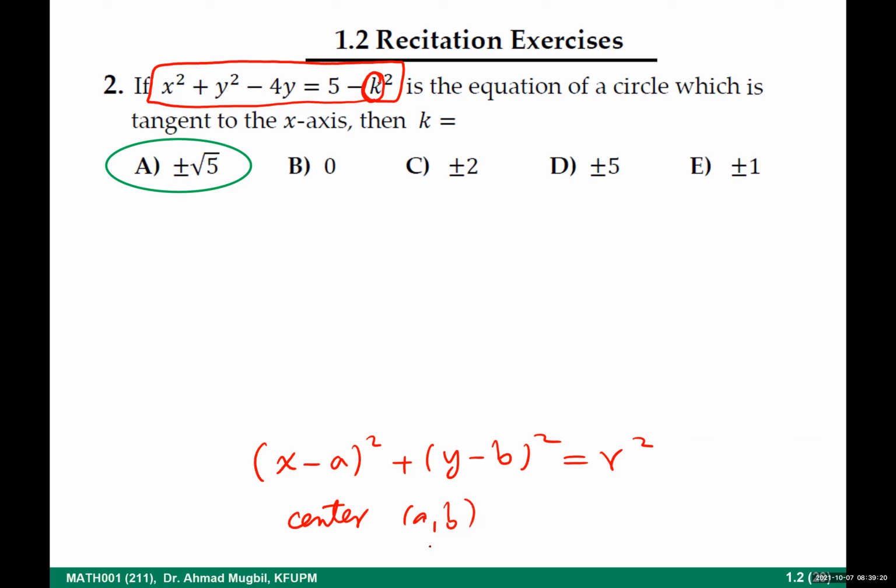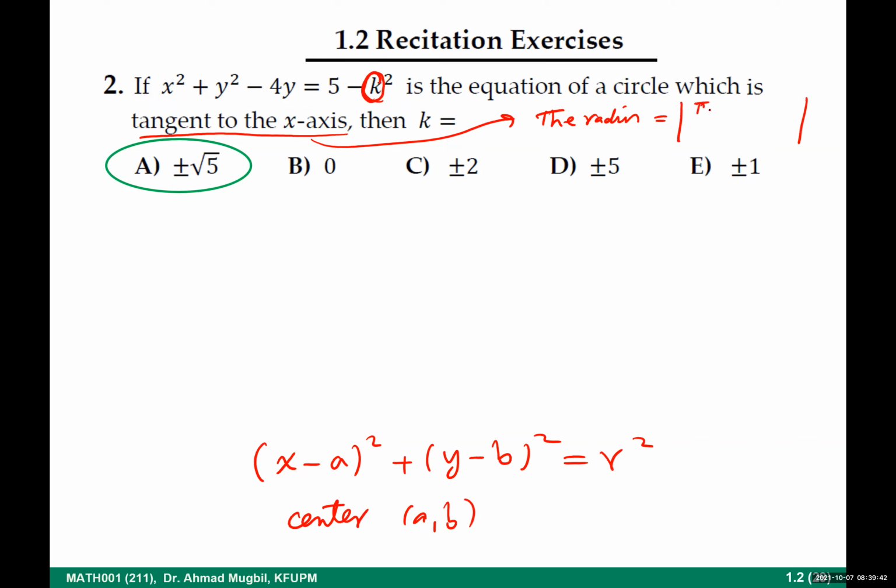Okay. Now, what he said also, he said that the circle is tangent to the x axis. What is the meaning that it is tangent to the x axis? It means that r, the radius, let me write it in words. The radius equals the absolute value of the y coordinate of the center, which is in our case the absolute value of B. So we need to find what is this B.